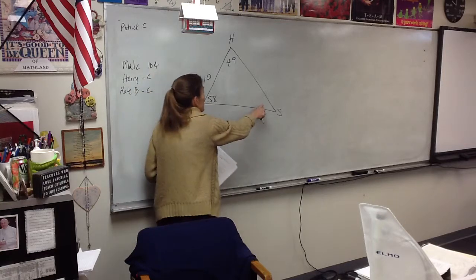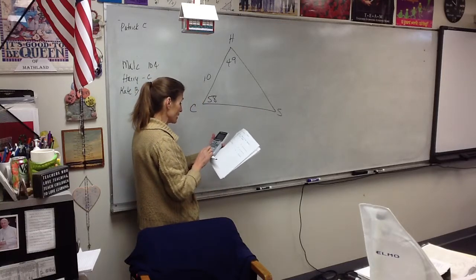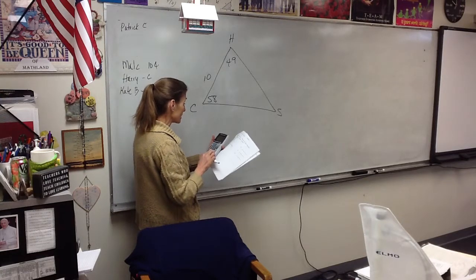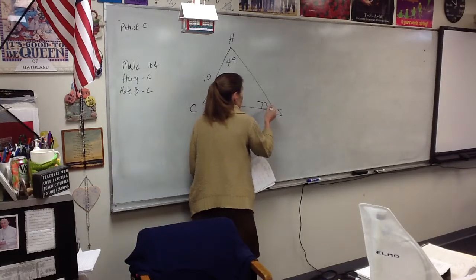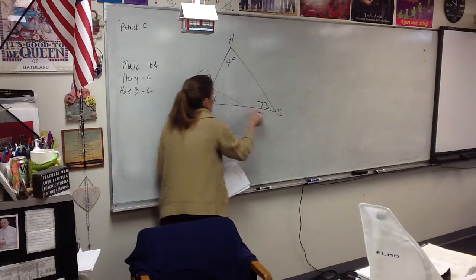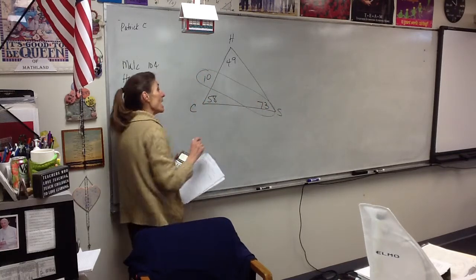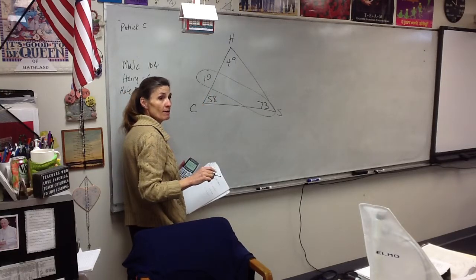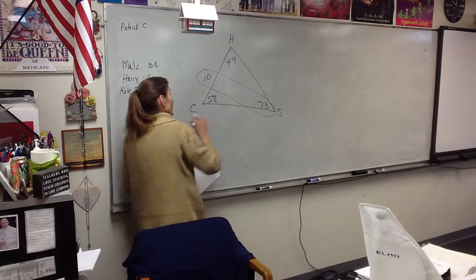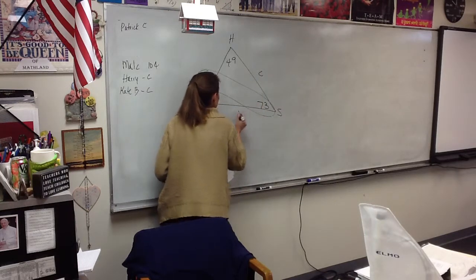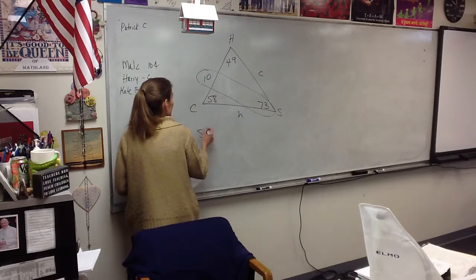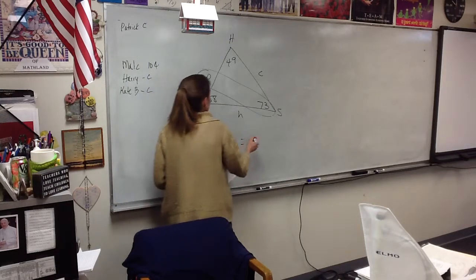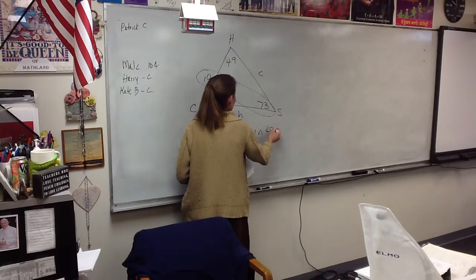When you get two angles, we can find the third angle real easily by adding up the other two and subtracting from 180. So this is 73. Now look what we have. When we have an angle and its side, that will be the law of sines. So let's set it up. This is side C, this is side H. What will we have? Sine 73 over 10 equals sine 49 over H.